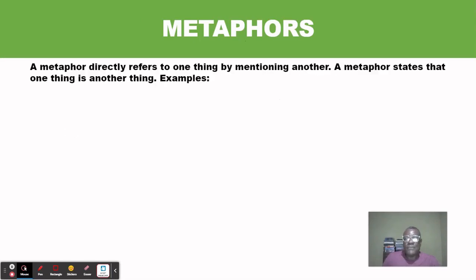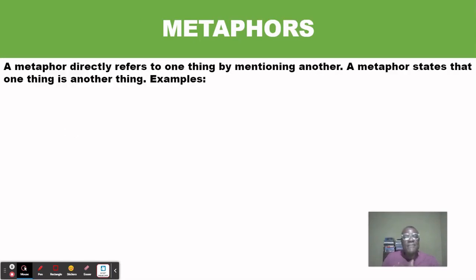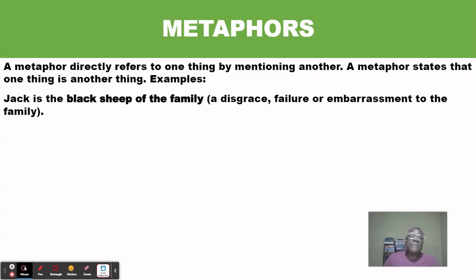Let's begin with metaphors. A metaphor directly refers to one thing by mentioning another, and that's the nature of idioms. A metaphor states that one thing is another thing. Let's look at some examples. Jack is the black sheep of the family. And of course, this does not literally mean that Jack is the animal called sheep, with the color black. No. It simply means that Jack is a disgrace or a failure or an embarrassment to the family.